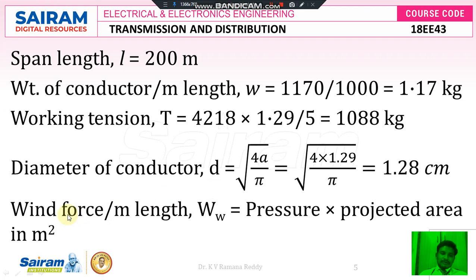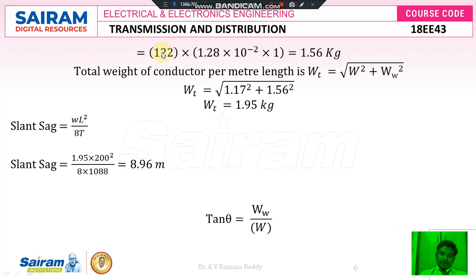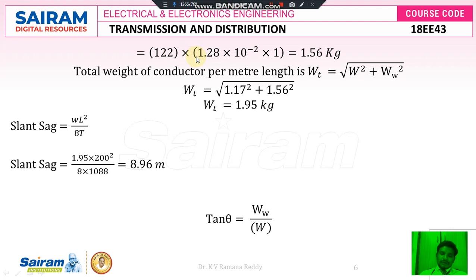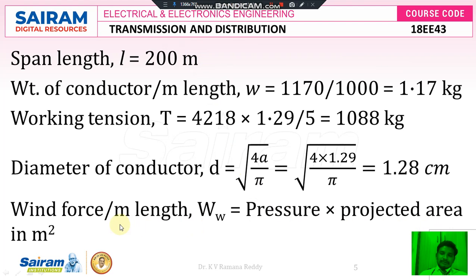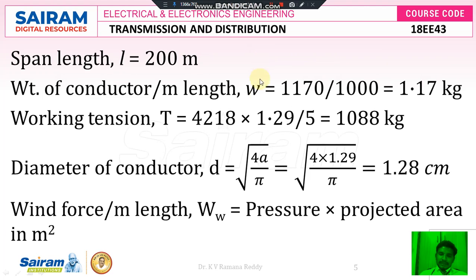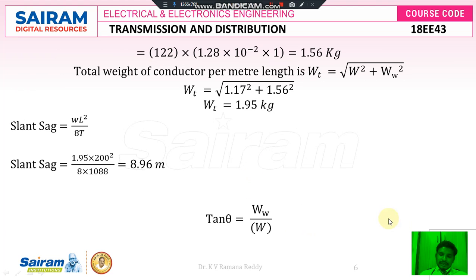So the wind force per meter length, W suffix W, is equal to pressure into projected area in meter square. Pressure is given as 122 in the problem. So 122 into projected area in meter square. The projected area in meter square means 1.28 centimeters, 1.28 into 10 power minus 2. In the formula, pressure into projected area. By simplifying this equation, we got 1.56 kg.